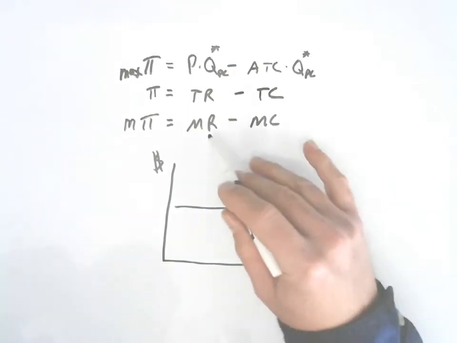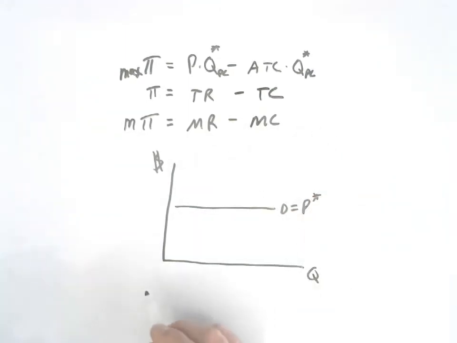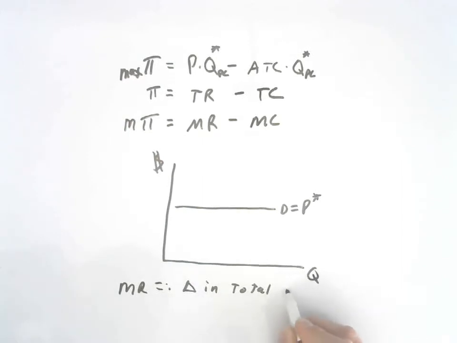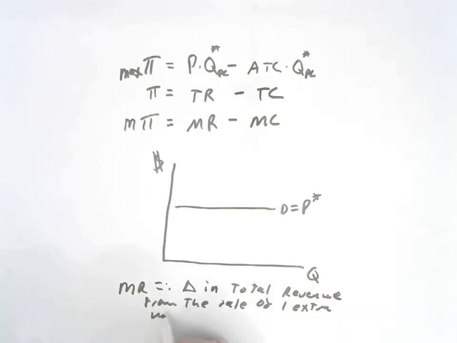First, we have to define what marginal revenue is. Marginal revenue is simply the change in total revenue from the sale of one extra unit. Okay, that's what marginal revenue is. Change in total revenue from the sale of one extra unit.